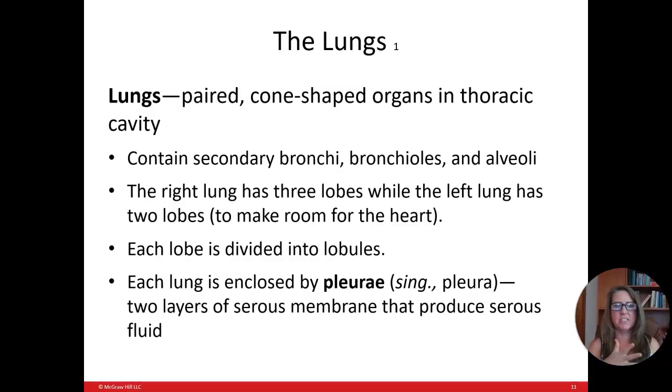So we were talking about this covering to the lungs, the pleurae, singular pleura, and there's 2 layers of what we call serous membrane, and it's making serous fluid. So there's essentially an encapsulation of the lungs to help protect them.